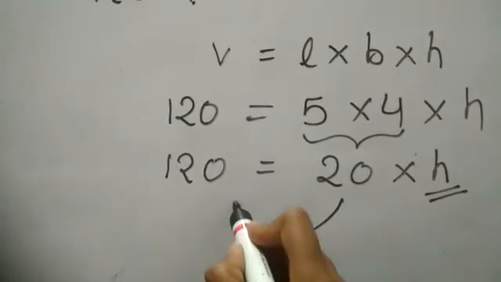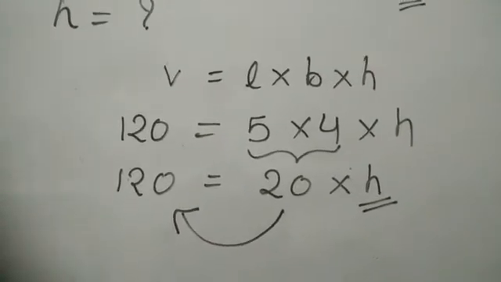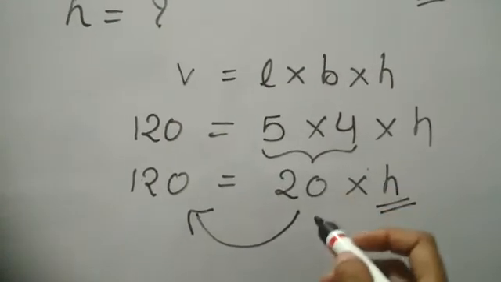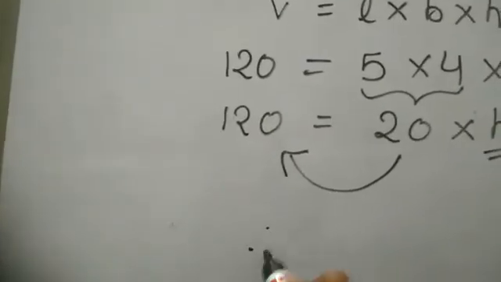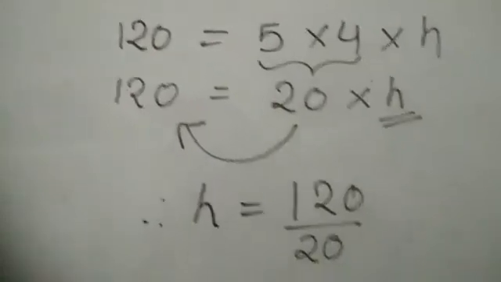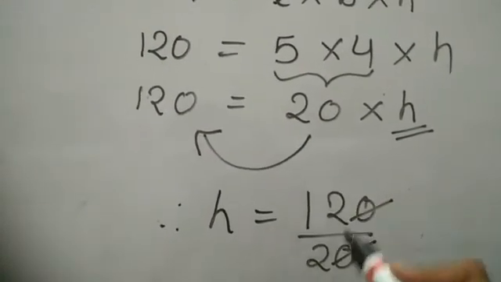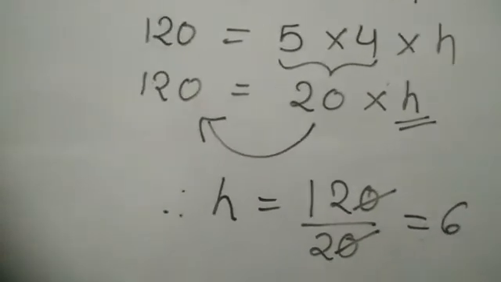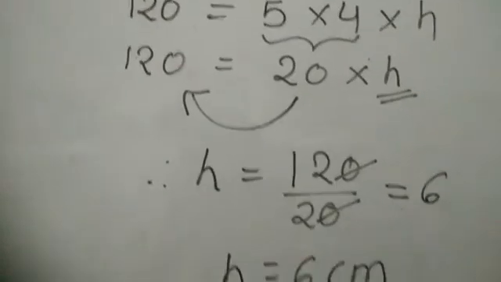So we shift this term 20 to the left hand side. Children, here you can see the number 20 is in multiplication, right? So when it goes to the other side, it will go in the denominator. Therefore, H is equal to 120 divided by 20. Now this 0 is getting cancelled with this 0 and we are left with 12 by 2. Now 12 divided by 2 is equal to 6. Hence, height is equal to 6 centimeter.